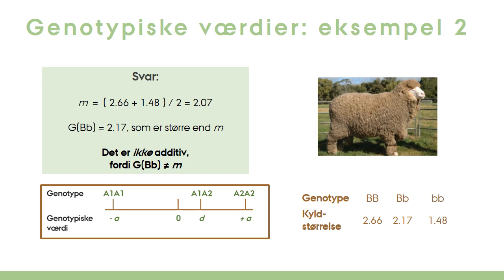Okay, so here is the answer. We start by calculating that middle between the two homozygotes. In this case, that is 2.66 plus 1.48 divided by 2, 2.07. This is the middle. If this middle is the same as the heterozygotes, it would be a purely additive locus. But what we see is that the heterozygotes have an average of 2.17, which is bigger than this midpoint. And that means that it is not additive because it's actually a little bit higher.